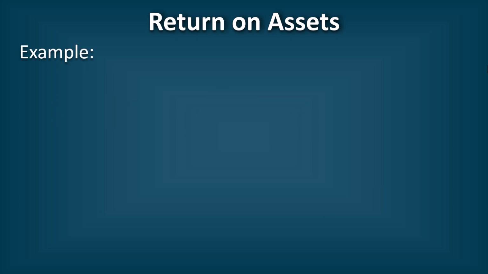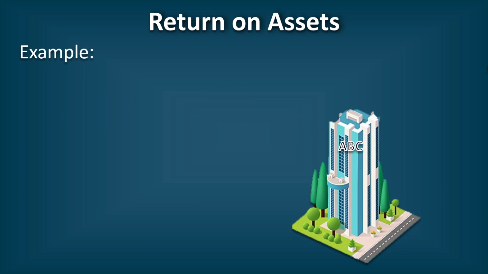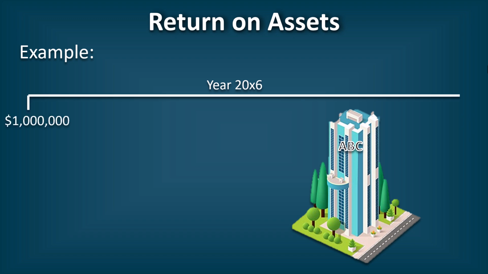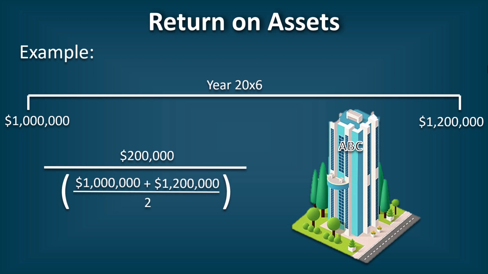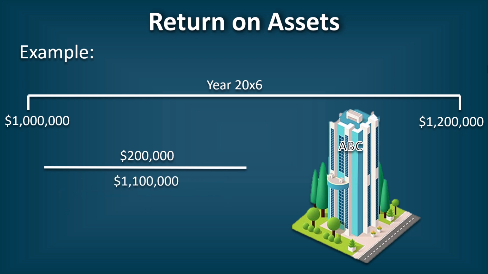Let's take an example. Suppose we have a company named ABC. For the year 2026, beginning total assets $1 million, ending total assets $1.2 million, net profit for the year $200,000. First, we need to calculate average total assets. So, beginning total assets $1 million plus ending total assets $1.2 million equals $2.2 million. Now divide that by 2. So, $2.2 million divided by 2 equals $1.1 million.